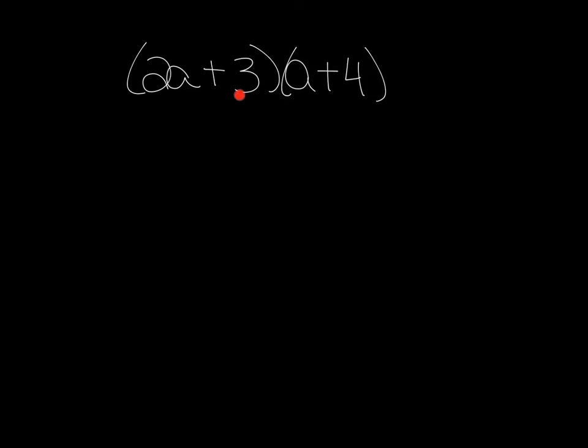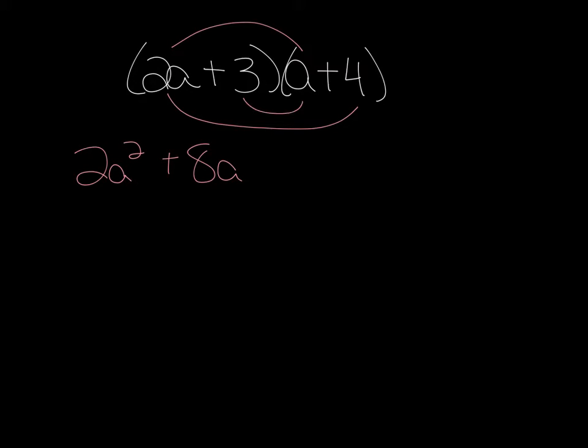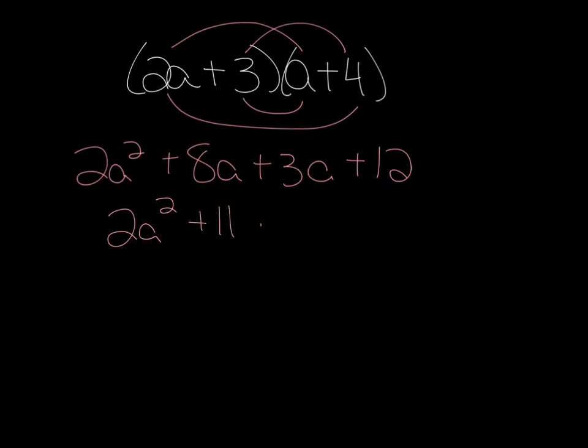Two binomials, 2a plus 3 times a plus 4. We're going to distribute. 2a times a is 2a squared. 2a times 4 is 8a. 3 times a is 3a. 3 times 4 is 12. Notice again, the two middle terms are like terms, so I get 2a squared plus 11a plus 12. So the product of these two binomials became a trinomial.